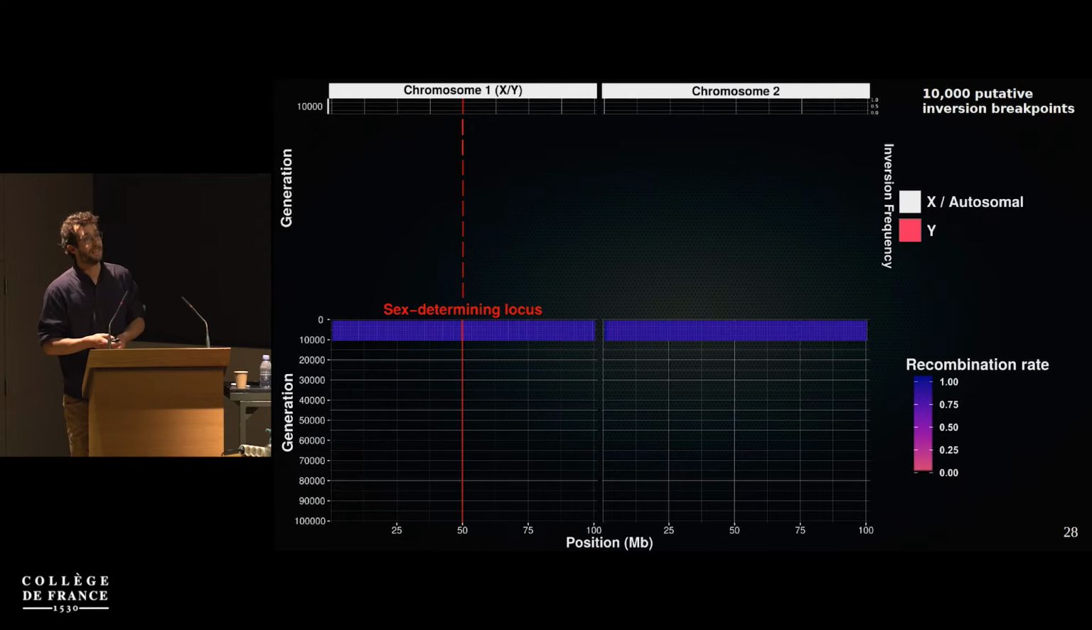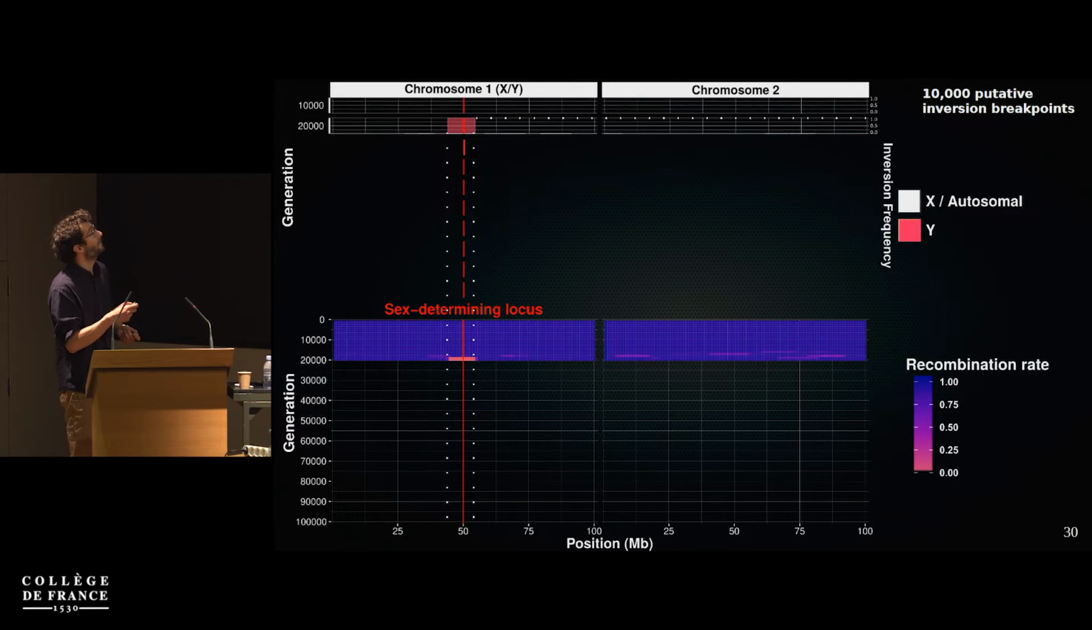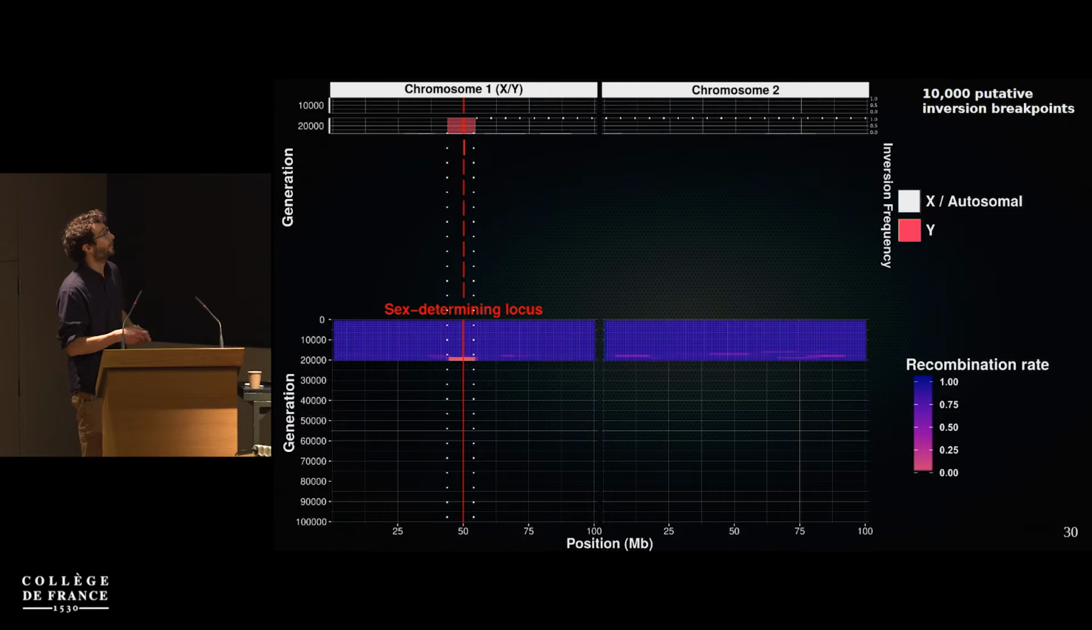So here is a simulation with 10,000 putative inversion breakpoints. The top plot displays the inversion frequency every 10,000 generations, and the bottom plot is the recombination rate along the genomes. The inversions are represented by these squares. The position of the square is the position of the inversion, and the height of the square is the frequency of the inversion. So when the square reaches the top of the subplot, that means that the inversion is fixed. So we have here an inversion between position 45 and 55 megabase, and this inversion is fixed on the Y chromosome, so around the sex-determining locus.